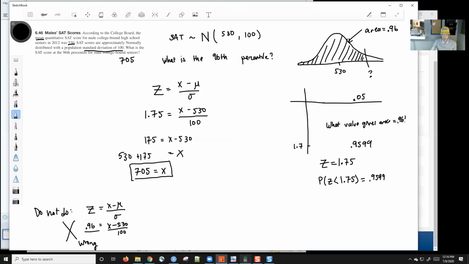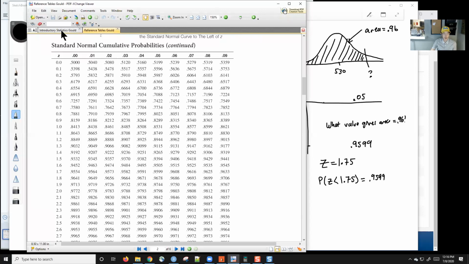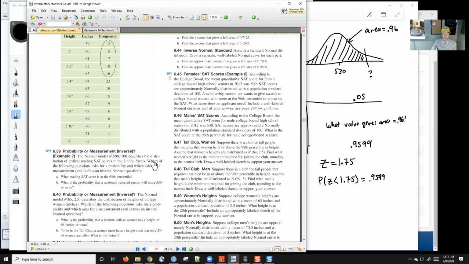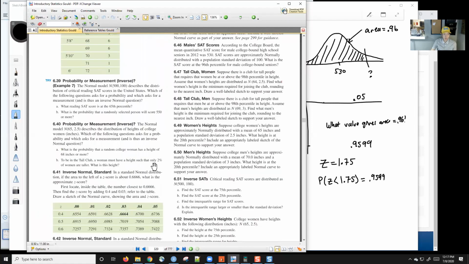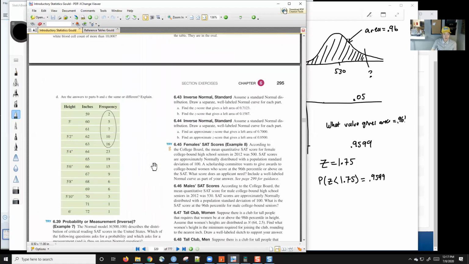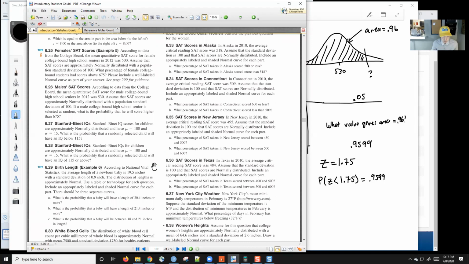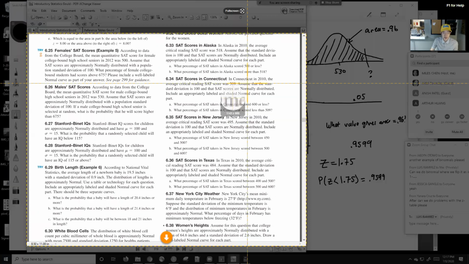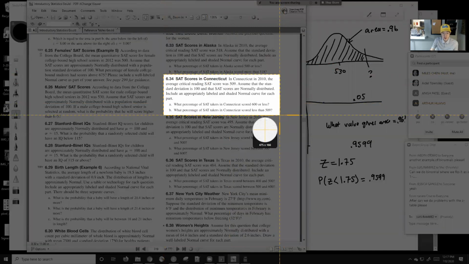Okay, let me do another problem from the normal distribution. Okay, let's look at, we'll do, there's a lot of SAT score things, huh? Okay, we'll do SAT 636. Or actually, let's go back. Let's do 634, and then we'll do 636.